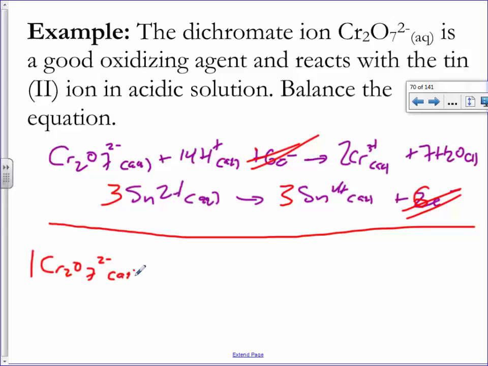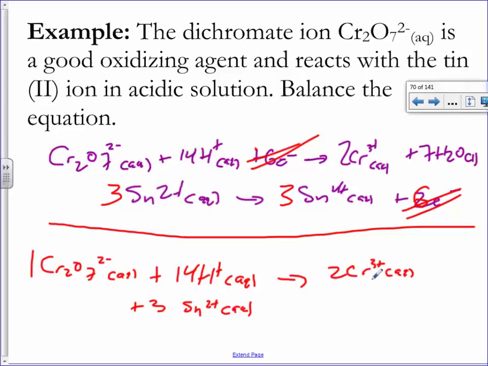1 Cr2O7, and just a talking point here, you don't have to write the 1 there, but just make sure you're aware that it's a 1, not a 0. Big difference there. 14 H+ and 3 Sn2+ need to turn into 2 Cr3+, 7 waters, and 3 Sn4+. That should now yield a balanced chemical equation for us.